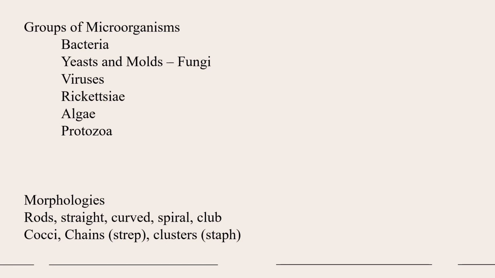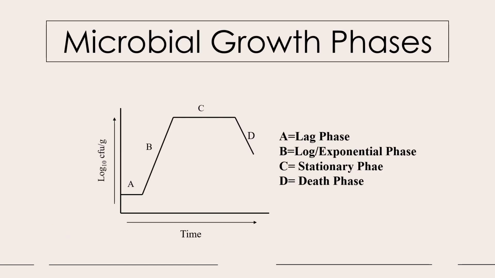Groups of microorganisms: bacteria, yeasts, molds, fungi, viruses, rickettsia, algae, protozoa. Morphologies, we need to have this in mind: it can be rod-shaped, straight, curved, spiral, club, cocci, chains, and clusters. The next topic is microbial growth phases.